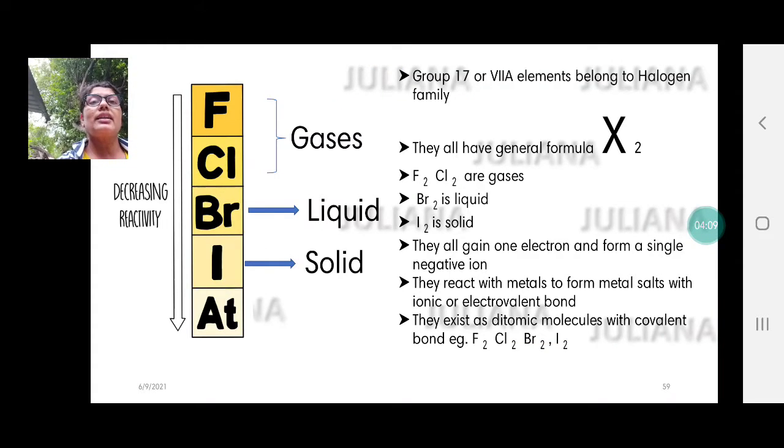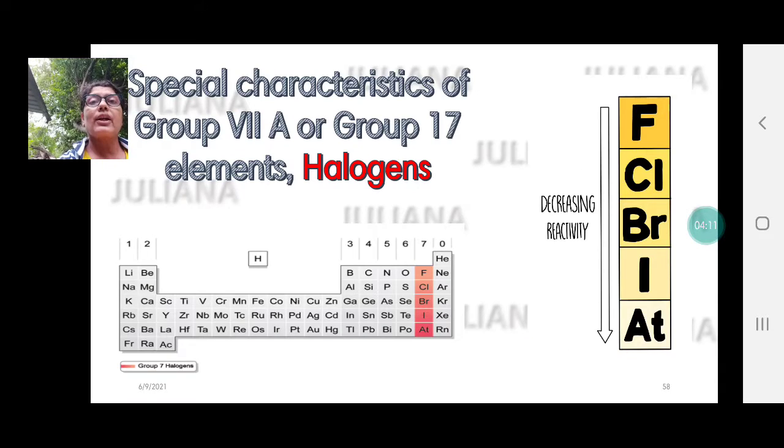Now why are these elements so special? Because they react with metals like sodium, calcium, potassium and magnesium, and they form salts of metals.